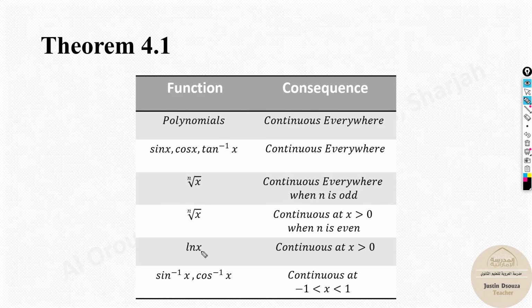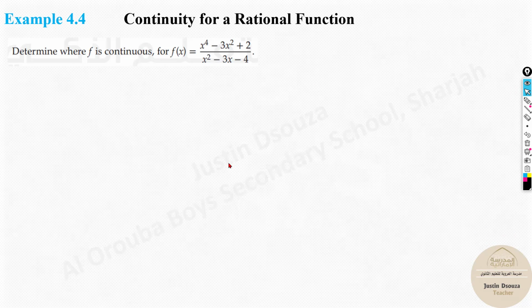Same way with natural logarithm of x, x should be greater than 0. And lastly, we have sine inverse or cos inverse of x. Now this over here is continuous for x greater than -1 but less than 1. So these are the things theorem 4.1 says, and this is very crucial because when you're solving problems, you need to know this. Now let's look at this and let's solve.